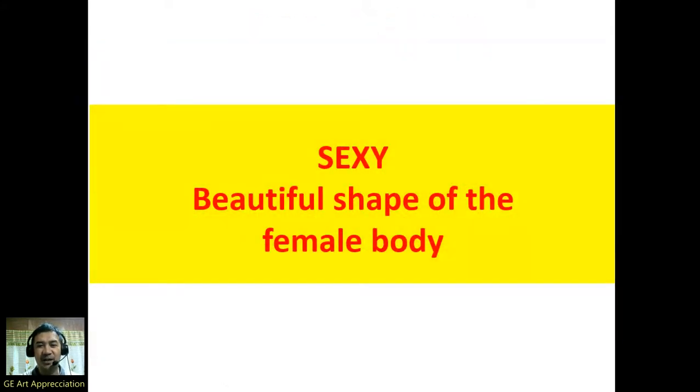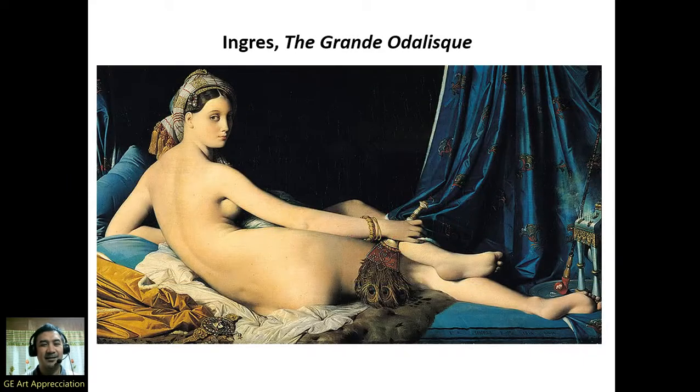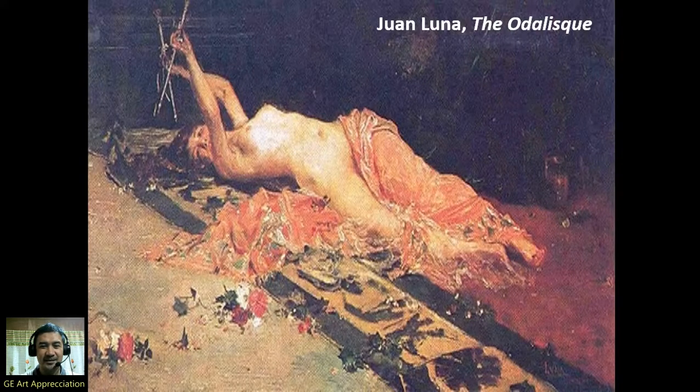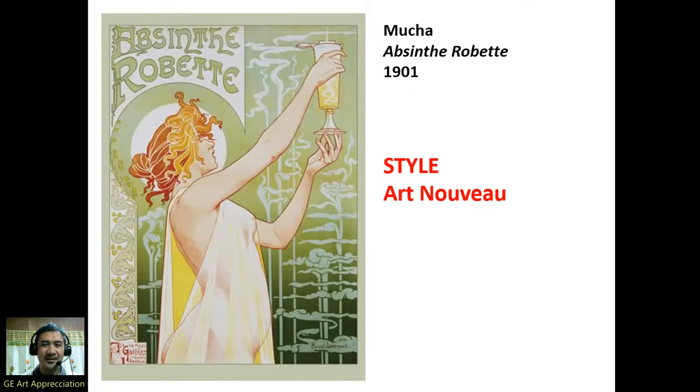Okay, let's have the beautiful shape of the female body. Okay, if the shape is beautiful, then we call it sexy. Now, here, we have the painting of Ingres, the Grand Odalisque. Here, take note, diba? Titignan nyo ang sexy ng kanyang katawan. The Odalisque with a lute player by Ingres. Juan Luna, no? The Odalisque. The Mucha by Absinthe Rubite.